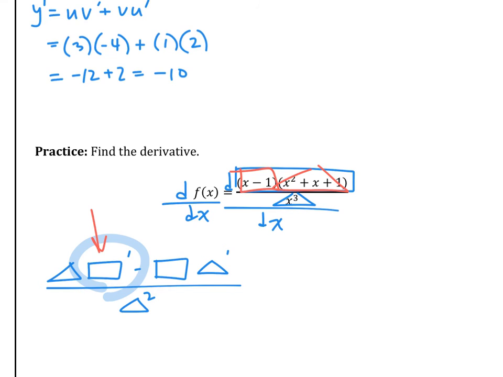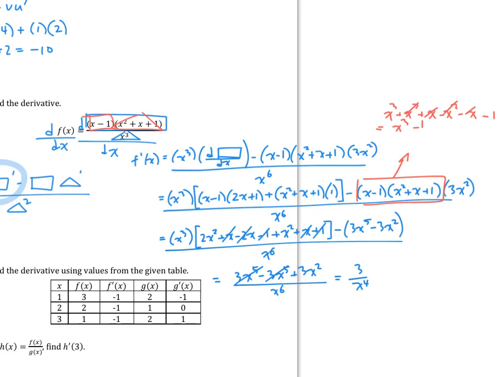Do you guys think you can give it a try? So go ahead and try it and then come back and check my answer. All right, this is a crazy problem, doing it with quotient rule and then product rule, but after doing the whole thing, this is the answer, 3 over x to the 4th.